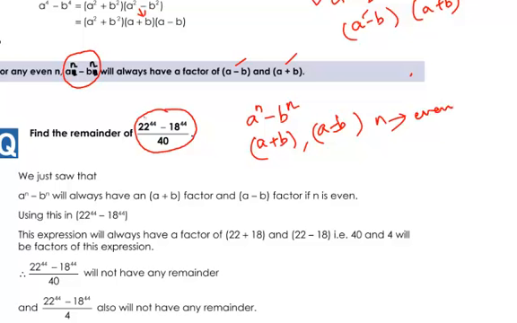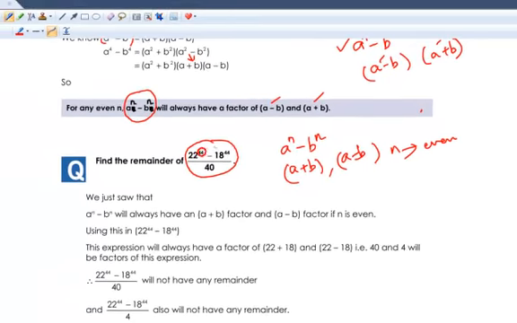So in this case here, 22 to the power 44 minus 18 to the power 44, n is even. So that means this 22 to the power 44 minus 18 to the power 44 will always be divisible by a plus b, which is 22 plus 18, and 22 minus 18. So how much is 22 plus 18? It is 40. So that means this expression will have zero remainder, or it will not have any remainder.